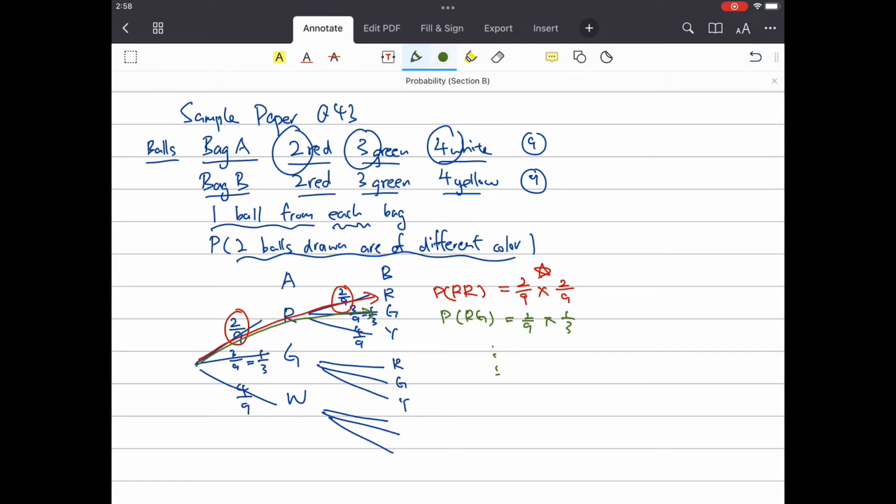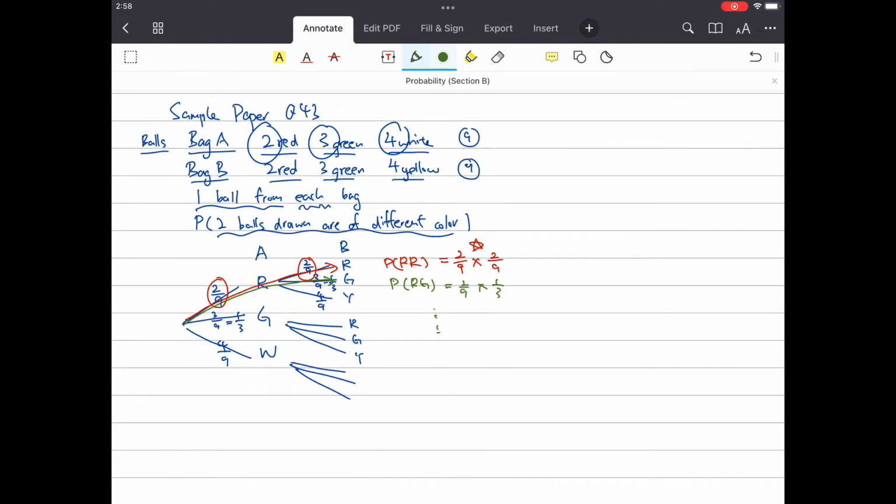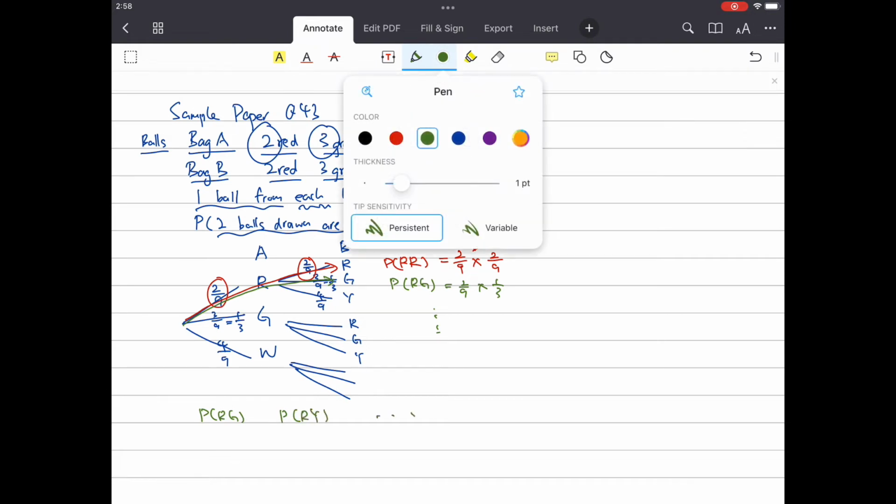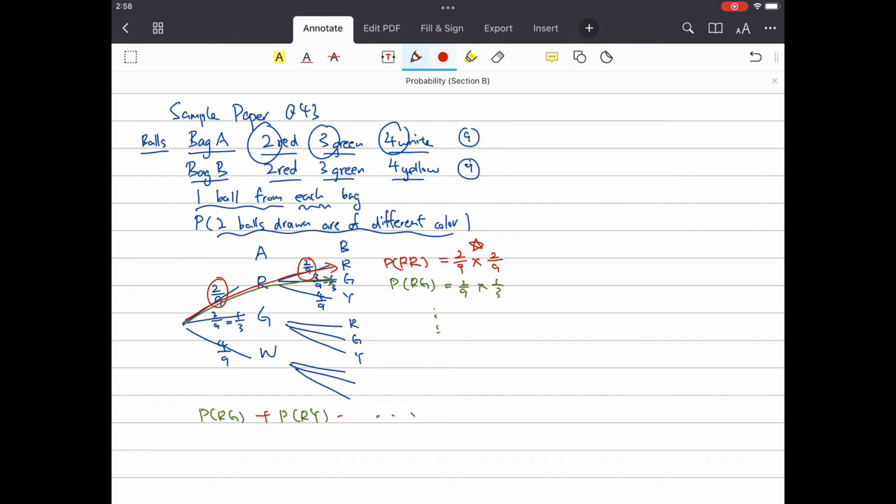So how to find out the required probability? You need to know how many cases are involved. The first one is red and then green, and the second case is a red ball followed by a yellow ball. So you can find out all the cases. Remember that between the cases, you use addition to join them together. So method 1, you simply count all the cases and add them together. However, you find that it is a little bit time consuming.